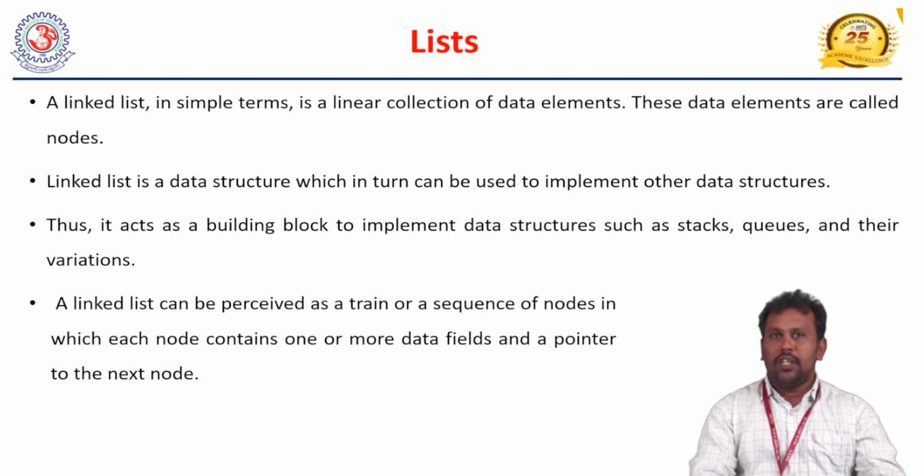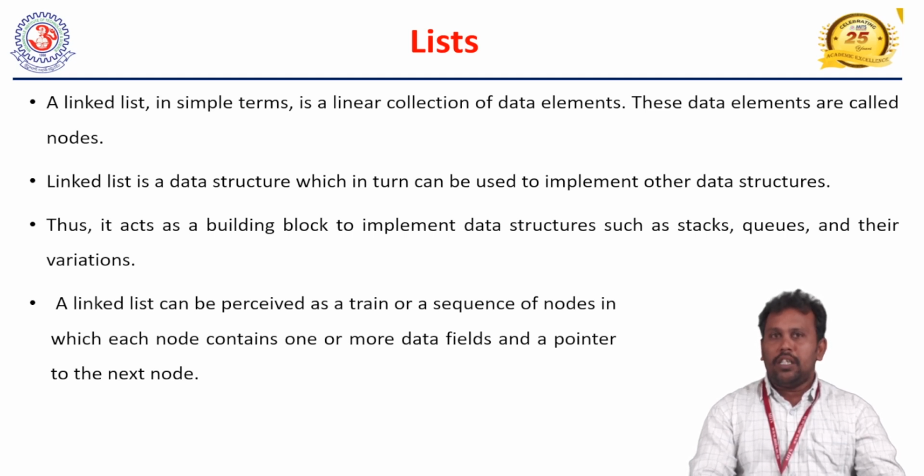The second one is the list. A list, in simple terms, is a linear collection of data elements. These data elements are called nodes. Every node contains two fields: one is the data field and the second is the next field. The data field contains data, and the next field contains the address of the next node.